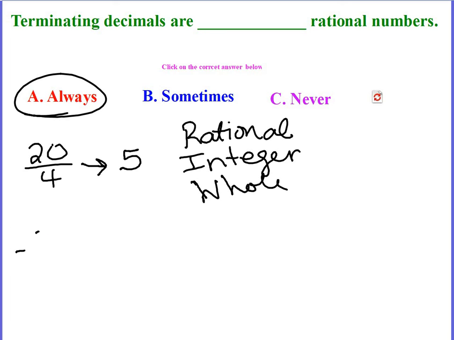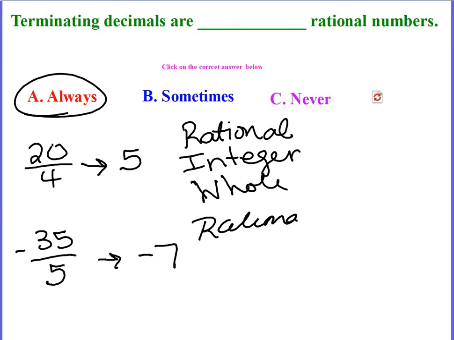If I were to put a negative in front, so let's do negative 35 over 5. So this can be made into -7. So therefore it is rational. It doesn't matter if it's positive or negative. It is rational. It is also an integer, but it is not a whole number because of that negative.